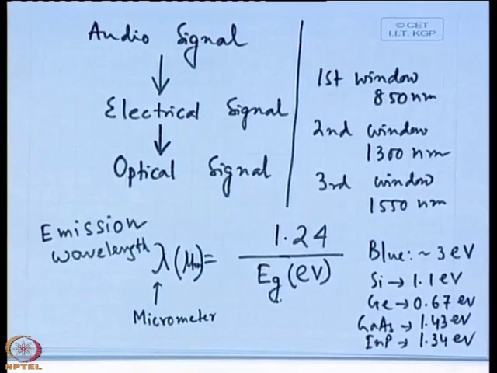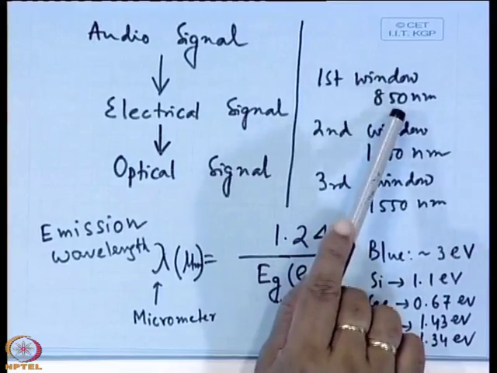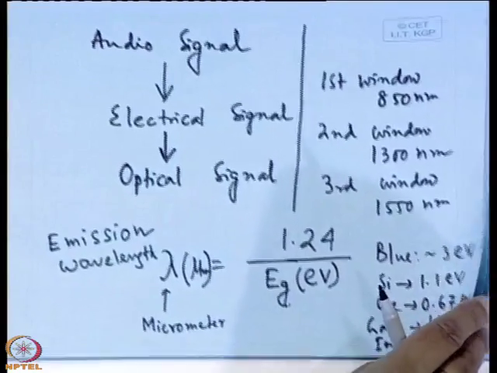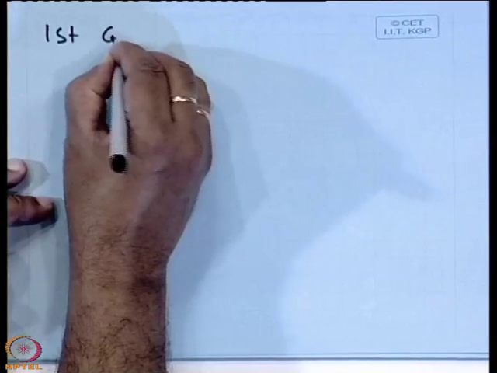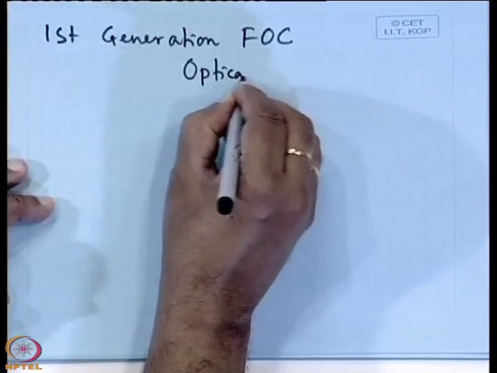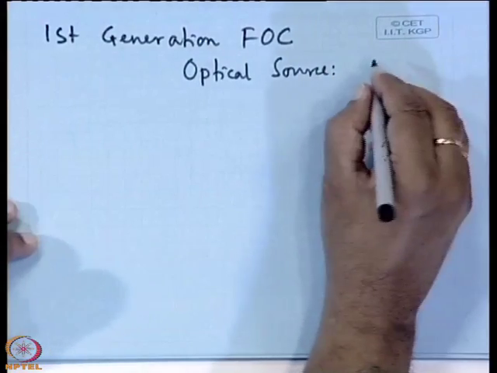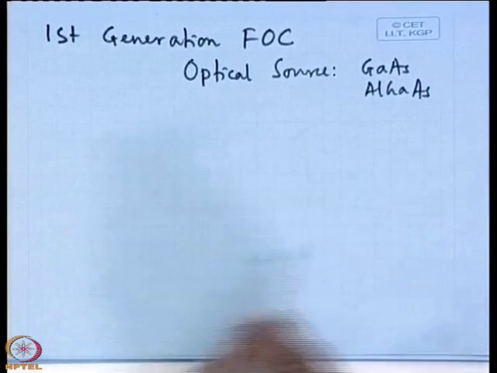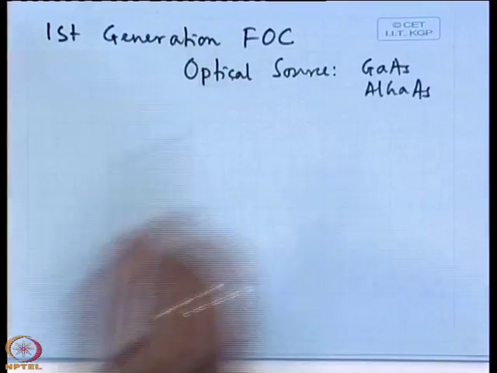So, for first generation fiber optic communication using the first window of 800 to 850 nanometer, the material used was gallium arsenide or aluminum gallium arsenide for fabrication of the light emitting diode, which is known as the fiber optic source. Gallium arsenide and aluminum gallium arsenide are widely used for the fabrication of the optical source. The optical source is basically a light emitting diode or laser, right.